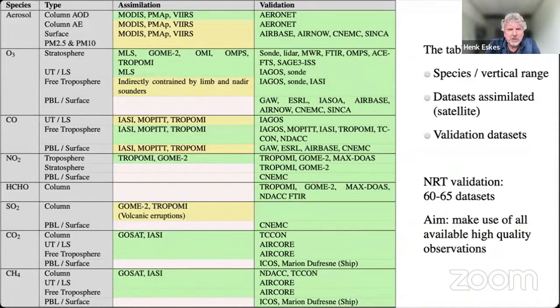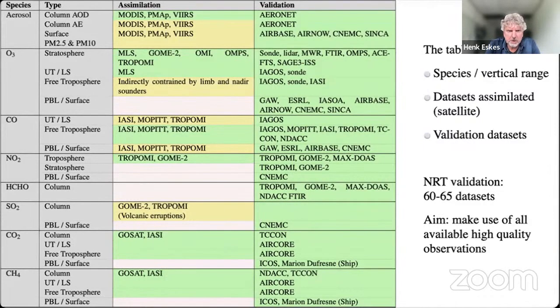First of all, what you can see is that CAMS is focusing on aerosol, especially the optical properties with MODIS and VIIRS as input data sets. It's focusing on ozone, mainly stratosphere and total column, with many different input data sets from different sensors. Carbon monoxide coming from IASI, MOPITT, and TROPOMI.